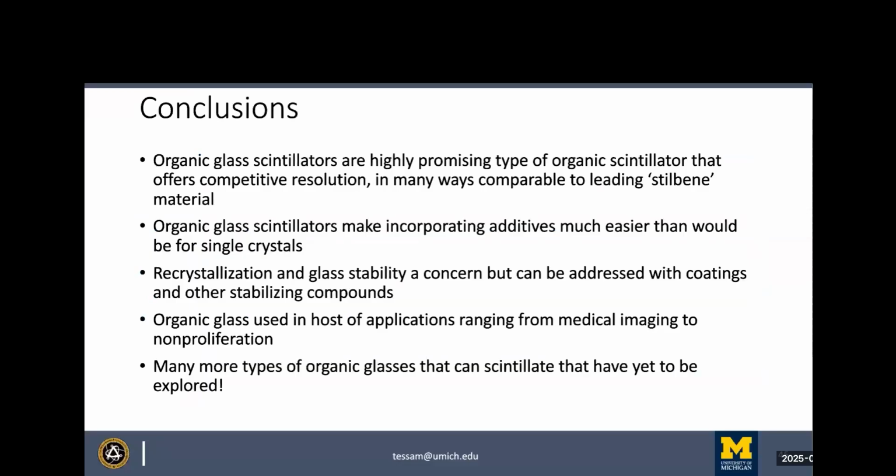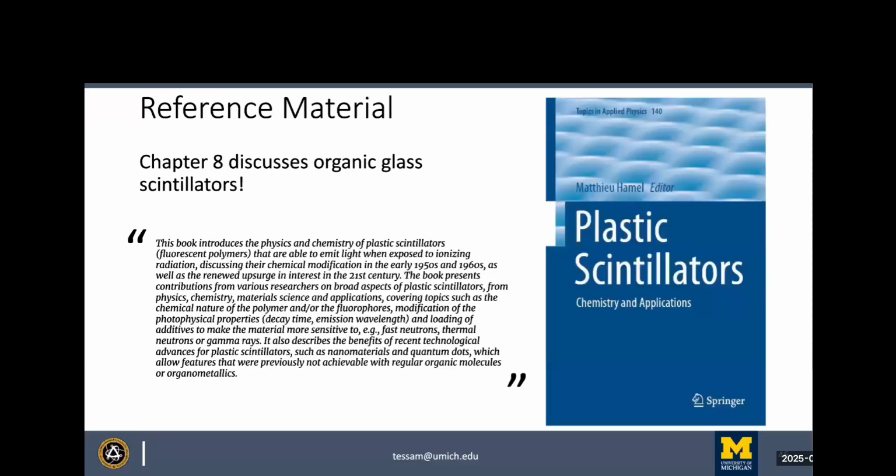Just to wrap up, organic glass is a highly promising type of organic scintillator that offers competitive resolution in many ways comparable to that of the leading steel beam material. It makes incorporating additives much easier than it would be for single crystals. Recrystallization and mechanical stability is a concern, but this can be addressed with coatings and other stabilizing compounds. It is useful in a host of applications ranging from medical imaging to non-proliferation, and we are still looking for many more types of organic glasses that can scintillate that have yet to be discovered, along with new and better dopants for the organic glass we have already.